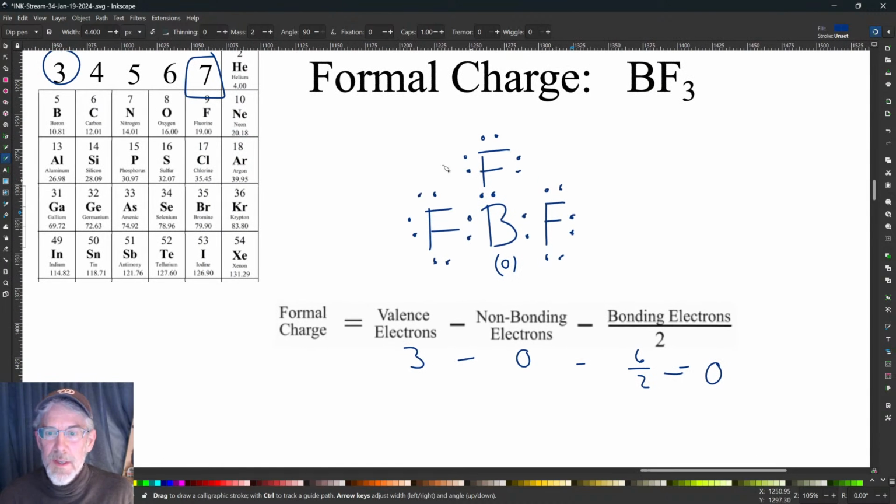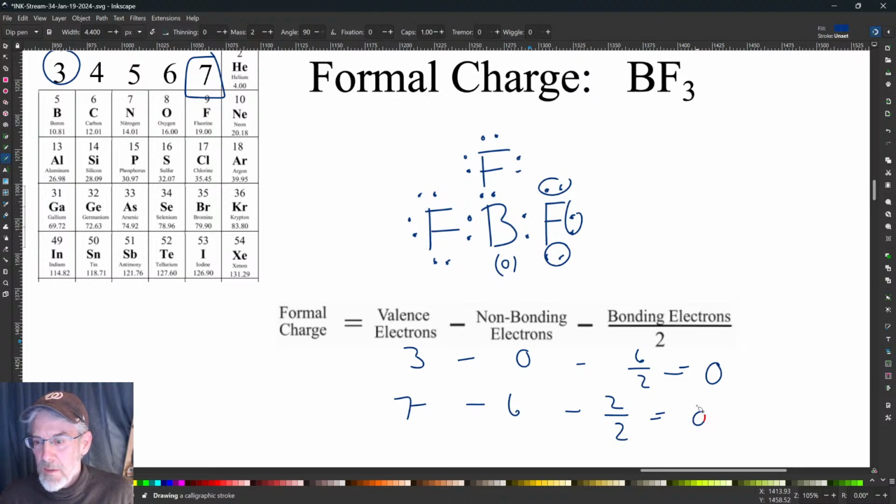All right, let's do this. Fluorine, 7 valence electrons. It's in group 17, sometimes called 7A. Non-bonding, 2, 4, 6. Bonding, 1, 2. And we put that over 2. So it is actually 7 minus 6. All of these are going to be 0 as well. Some teachers give you a little different formula, but it's always the same thing.